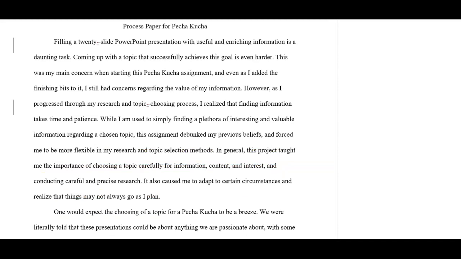In this sample student paper, we have another opening that slowly introduces the audience, or reader, into the idea of the PechaKucha presentation, but then leads us to 3 key points that this paper is going to address. Starting here, our author says, "In general, this project taught me the importance of choosing a topic carefully for information, content, and interest." One topic, so choosing a topic. "Conducting careful and precise research," second thing. "And it caused me to adapt to certain circumstances and realize that things may not always go as I plan." So 3 general areas that the rest of the paper is going to address.